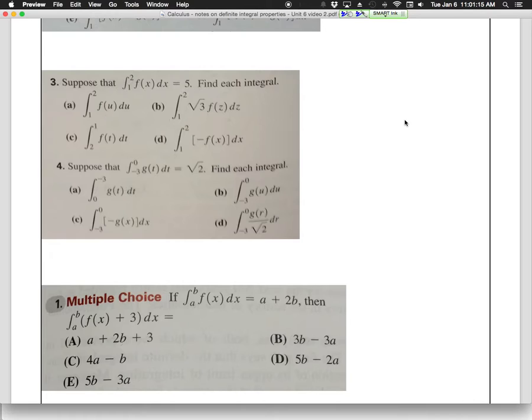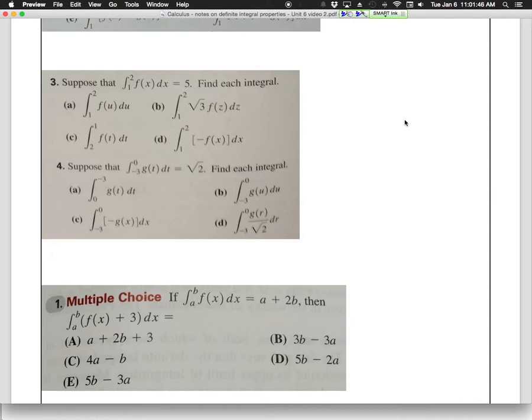Okay, moving on. Kaylee, the integral from 0 to -3 of g of t dt. Negative radical 2. Any issues with that one? B, Erica, the integral from -3 to 0 of g of u du. Not possible. It is possible. If they can change the variables, the outcome is going to be the same. So that one's going to be square root of 2. Doesn't matter what the variables are.